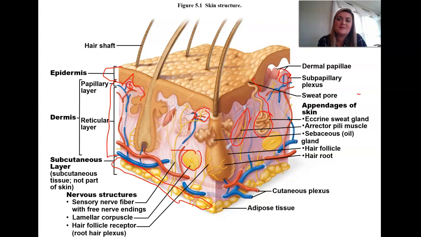Next, you have your sebaceous gland or the oil gland. Those are always going to be attached to the hair. And so you'll see those there. They kind of look clumpy. And so they create sebum, or the oil that comes out through with the hair.